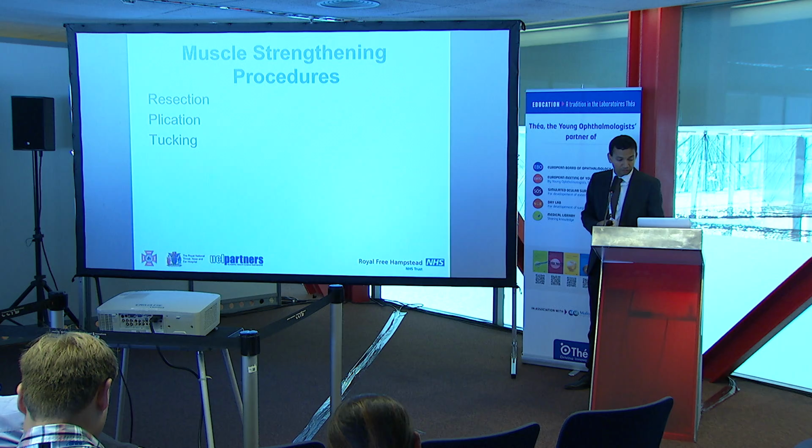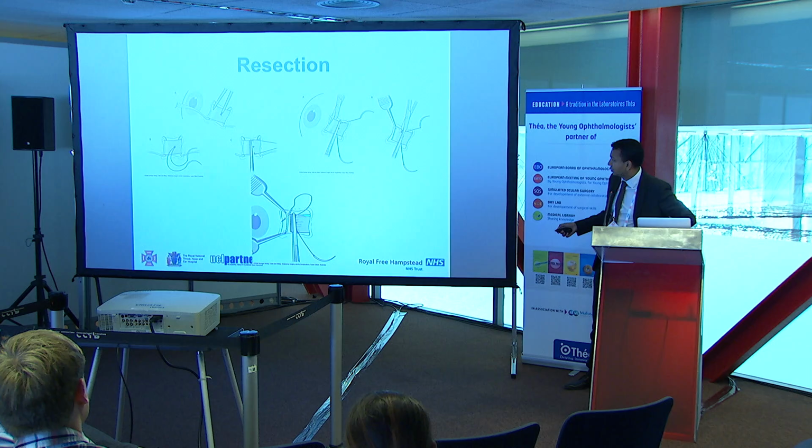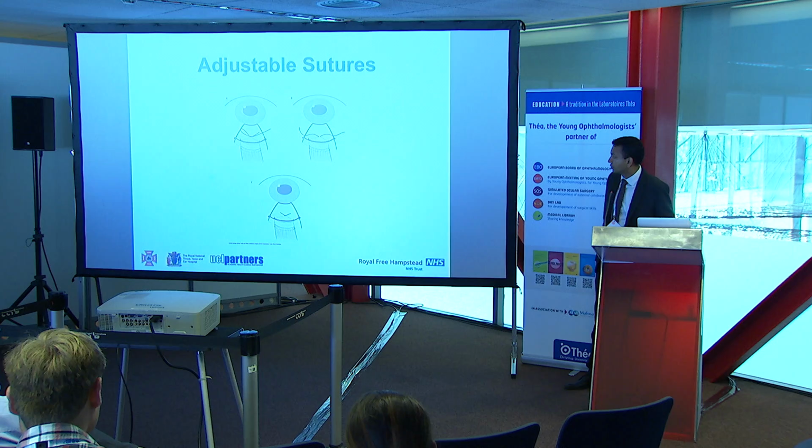Right, so this just shows you what I mean. You hook the muscle, you measure how much you want to shorten it by, you cut the muscle and you put the two ends together. Okay, it'll become clear in the video. This is the adjustable stitch I was talking to you about.